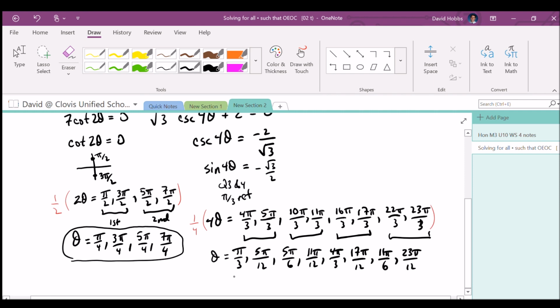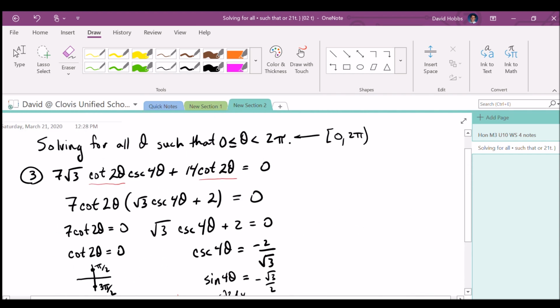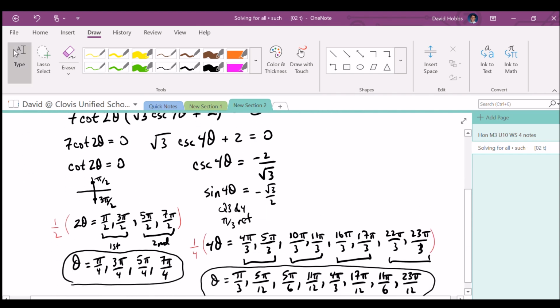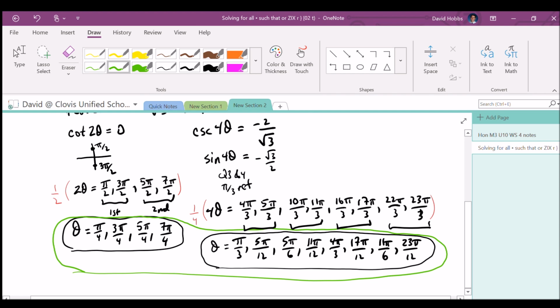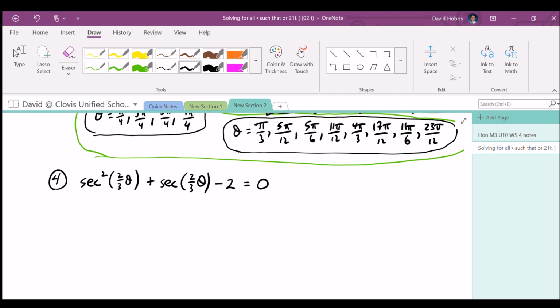And if you take a look at all those, again, they fall within the boundaries of 0 to 2 pi, even that 23 pi over 12. So now there's an infinite number of solutions if we do not put boundaries on ourselves, but we have the boundaries 0 to 2 pi, and so this is all the theta between 0 and 2 pi that satisfy this equation. Okay, moving on, same directions.